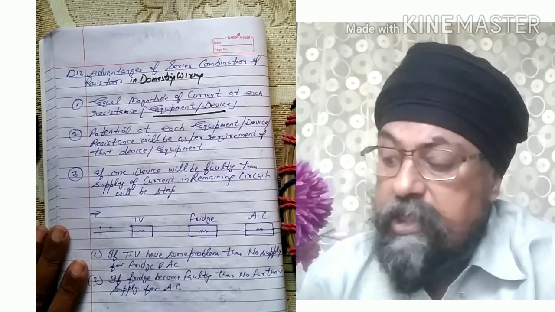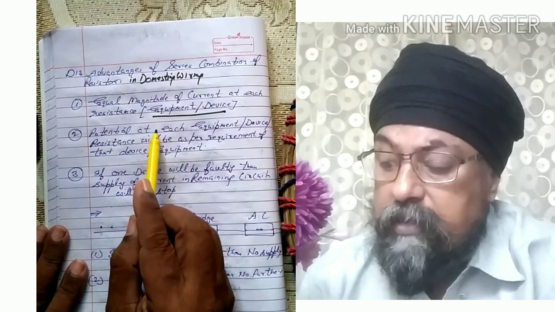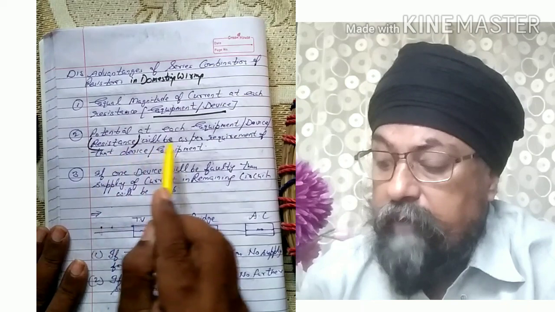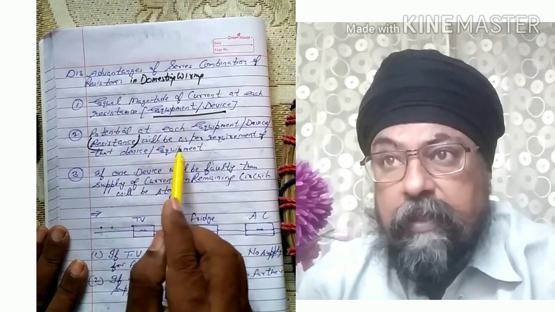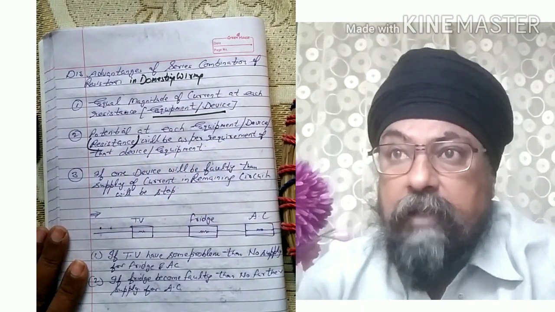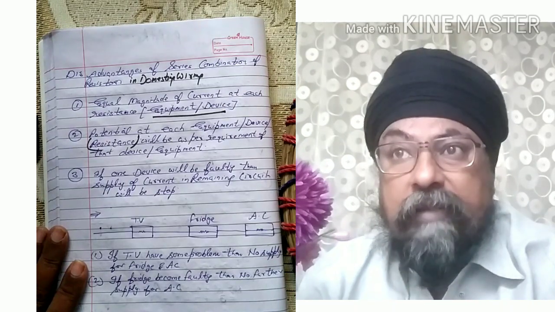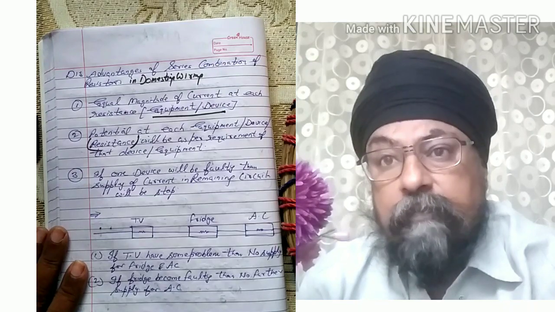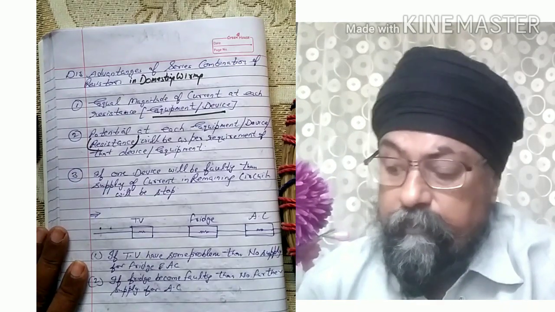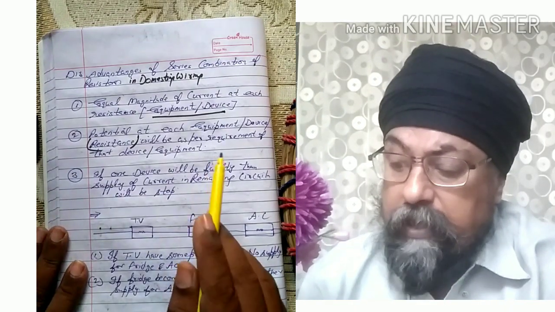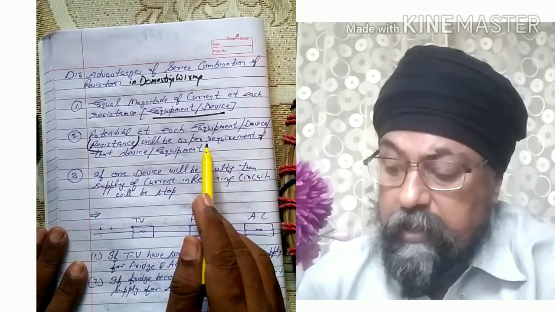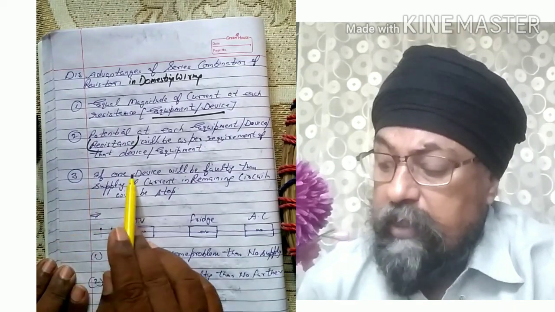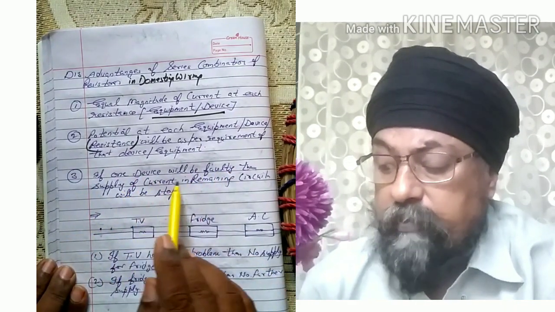Second, the potential at each device, that is each resistance, will not be as per the requirement of that device, because I told you earlier that R1 attains the potential V1, R2 attains V2, and R3 attains V3. So it will acquire the potential as per the resistance. Third, if one device is faulty, then the supply of current in the remaining circuit will stop.